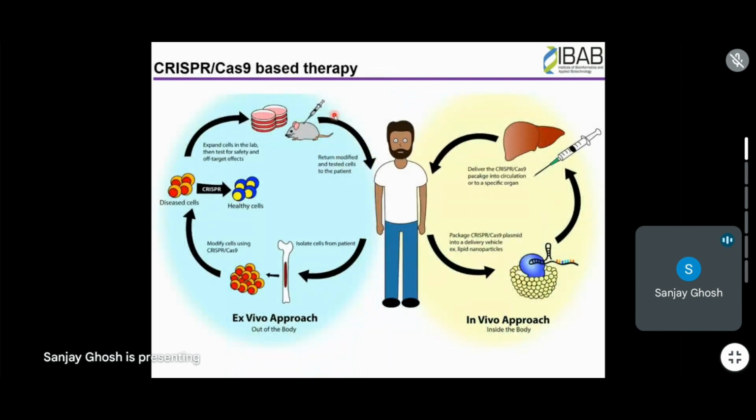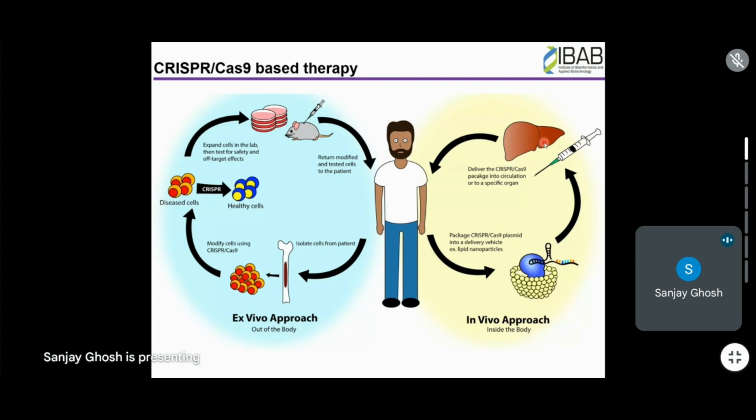There are two broad ways of doing it for humans. One is called an ex vivo approach and one is an in vivo approach. That means I can take the guide RNA and the Cas9 protein, I can make a complex in a test tube, and then I will load it into a nanoparticle or some kind of delivery vehicle, and I'll inject it in the blood. Now this thing will go throughout the blood.